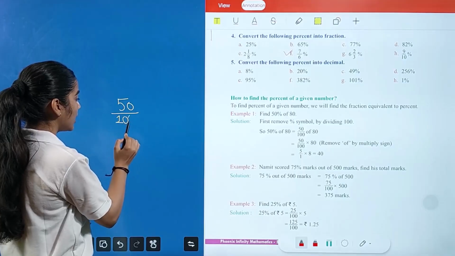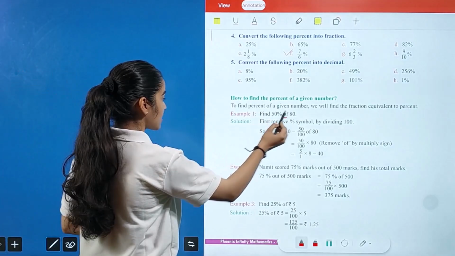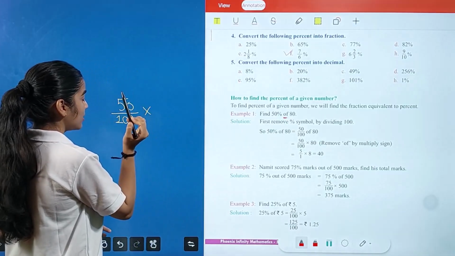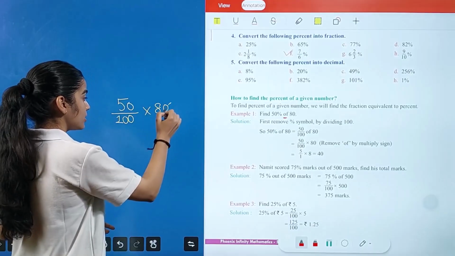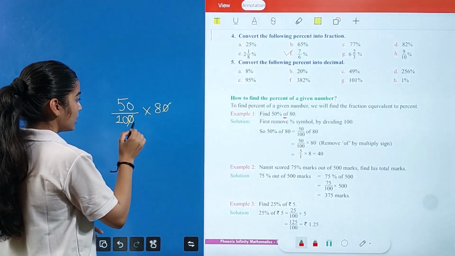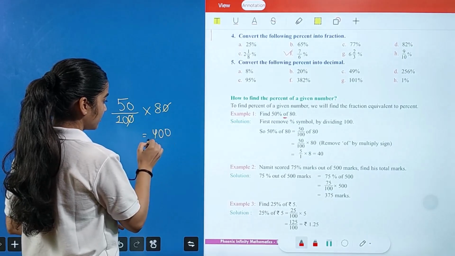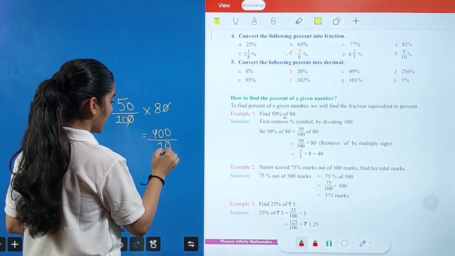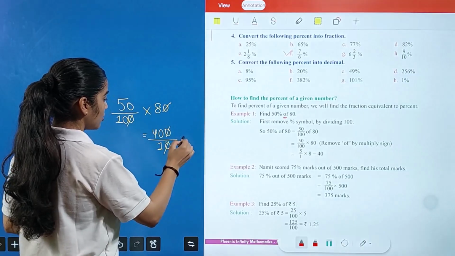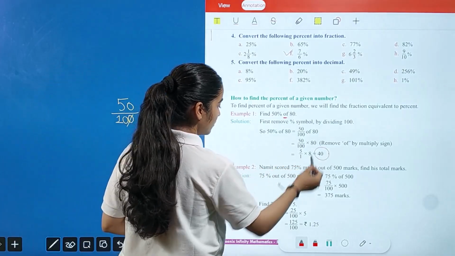50 upon 100. 50% of 80. The sign of, we already learnt in the BODMAS chapter, means multiplication sign. Then we have 80. So 0 is cancelled out with 0. Now 50 multiplied by 80 is 400. 5 8s are 40 and 0 is common. Then we have 10. We cancel out 0 with 0. So you will get your answer 40. Here we have our answer 40.